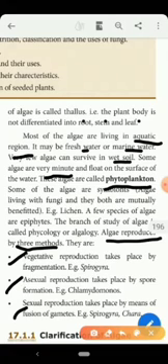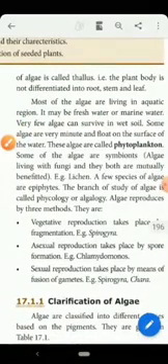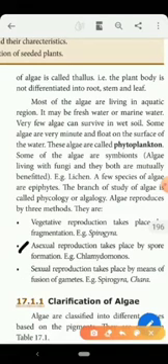Understand? Any vegetative part of the thallus develops into a new individual. It does not involve any spore formation, not producing spore. Asexual reproduction takes place by spore formation. Example: Chlamydomonas, spore formation. The sexual reproduction takes place by means of fusion of gametes.